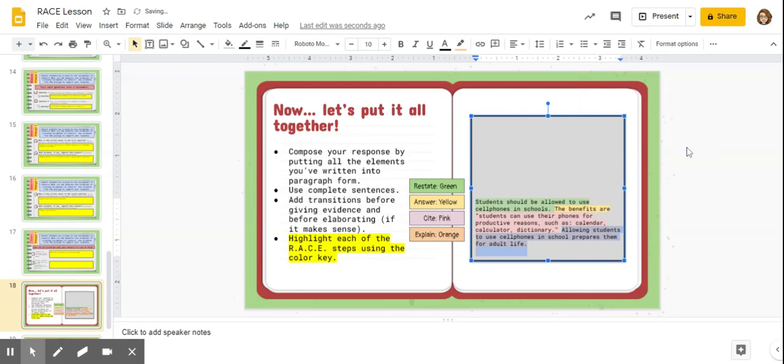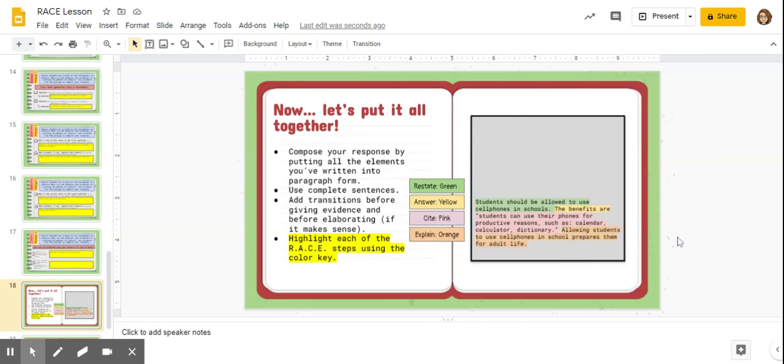Oh my gosh, you guys, we just did it. Look how good it looks. That is a beautiful, complete answer to a detailed question. Now, it seems like a lot of steps, right? It's going to get easier. This is your very first detailed RACE strategy lesson, so it's going to take a little bit to get used to. Take your time, re-listen to the video.